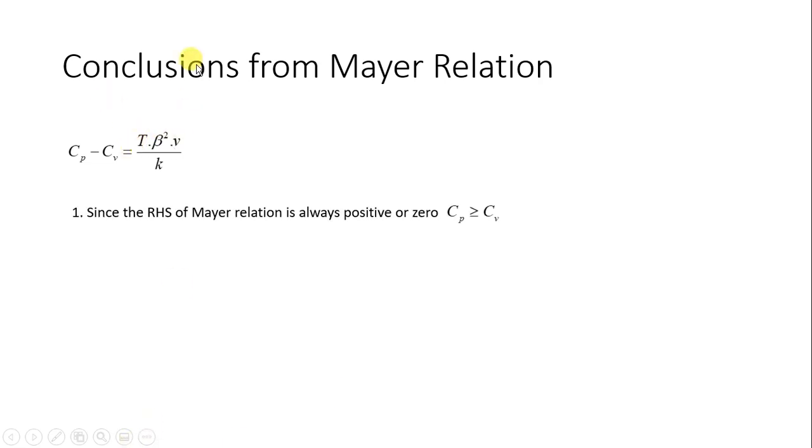First, what is the conclusion? All the terms on the right hand side will be positive. So the right hand side of the Mayer relation is positive. It indicates that Cp minus Cv is positive, meaning Cp is always greater than, or in some cases equal to, Cv. This is the first conclusion from the Mayer relation.